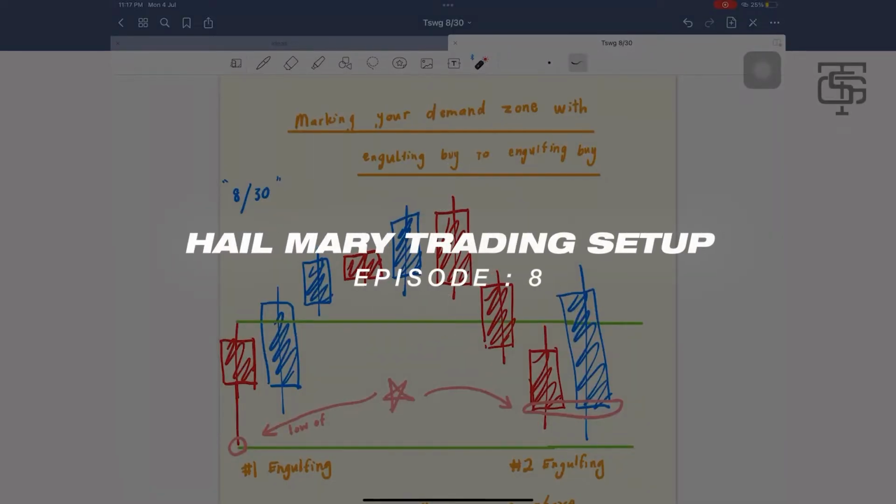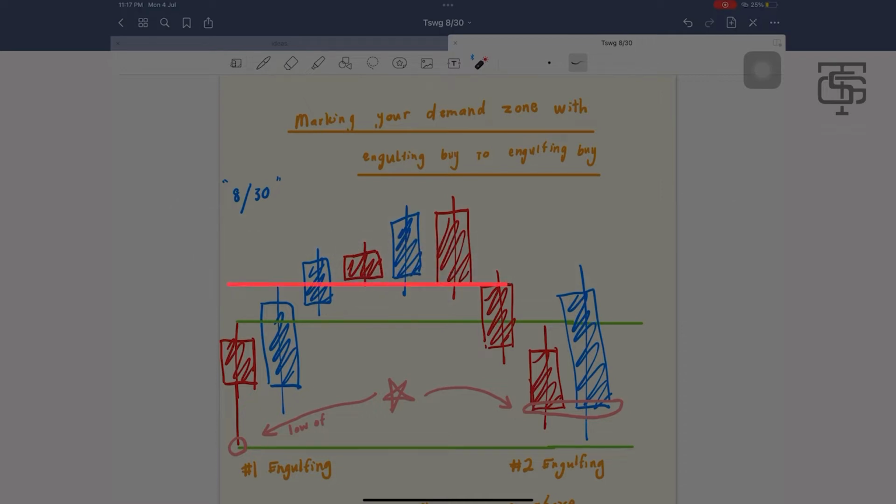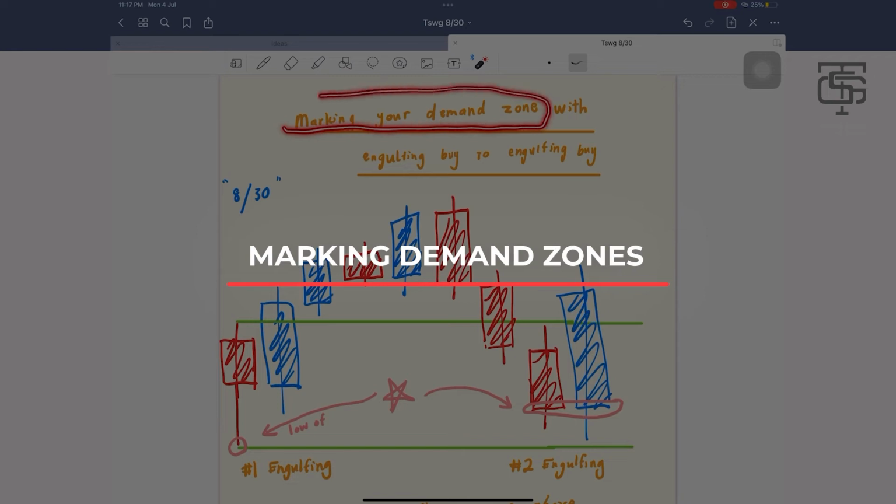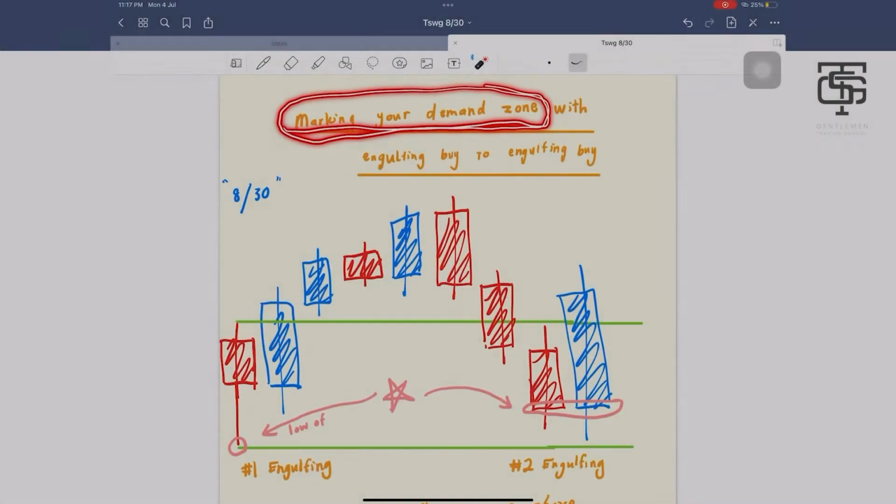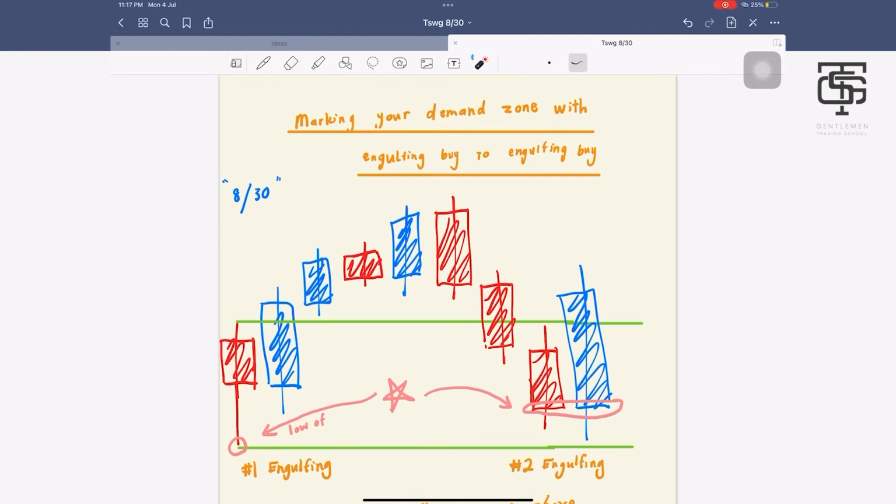So in our 8th video today, I'll be talking to you about marking your demand zone. It's something that is quite basic, but I would like to show you in detail how to mark your demand zone, especially after looking at engulfing buy to engulfing buy. Once these two steps are done, today in this video I'm going to be sharing with you how to mark your demand zone.